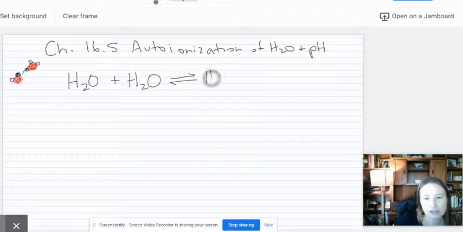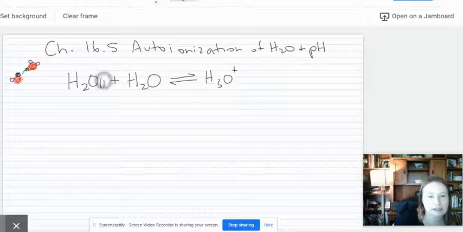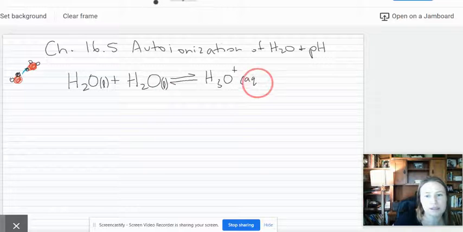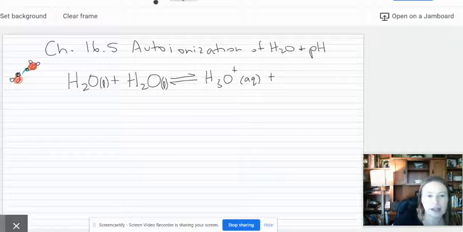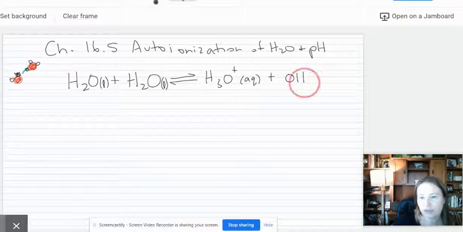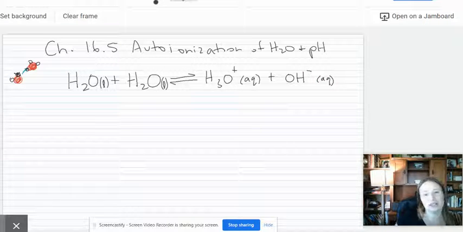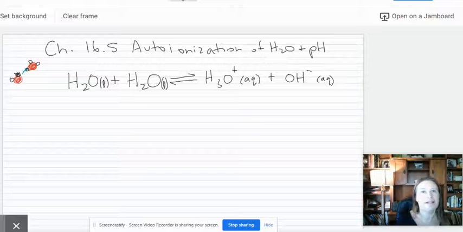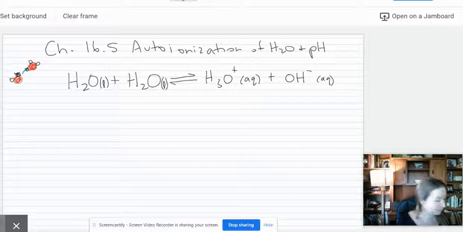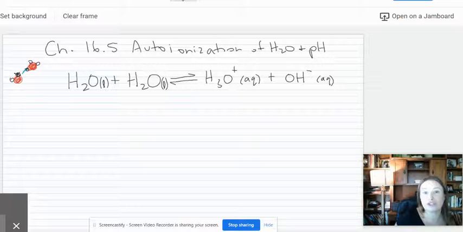I would get H3O plus, and I should have put that this is liquid, and this would be aqueous. And the other one is now missing an ear. It's just an OH by itself, OH minus, also aqueous. And that is the autoionization of water. It's water ionizing all on its own without us adding any acid or base to it. So that can happen. This is a reversible reaction.